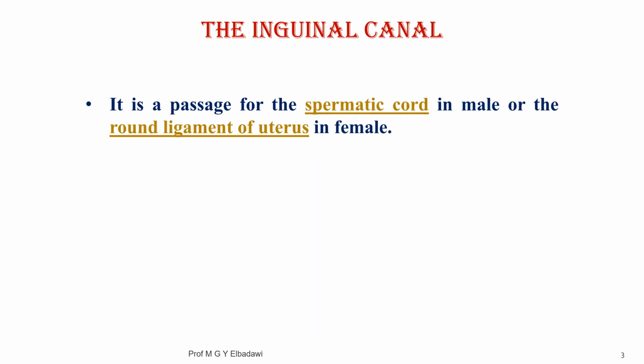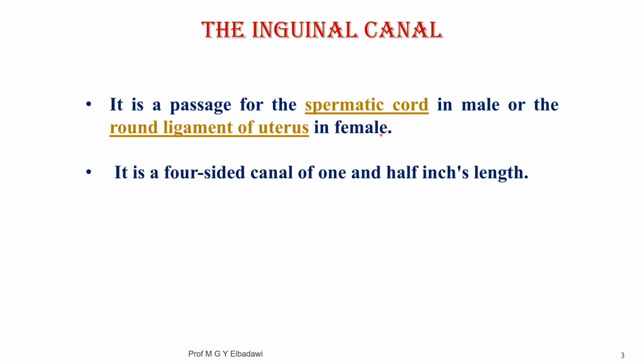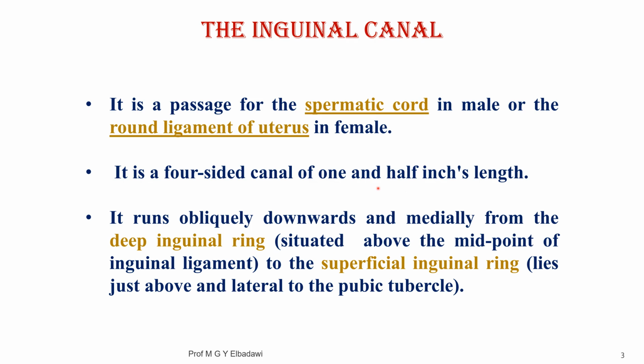So, the inguinal canal is the passage for the spermatic cord in the male or the round ligament of the uterus in the female. It is a four-sided canal of 1.5 inches in length. It runs obliquely downwards and medially from the deep ring, which is situated 1/2 inch above the midpoint of the inguinal ligament, to the superficial inguinal ring, an opening in the external oblique aponeurosis, which lies above and lateral to the pubic tubercle.